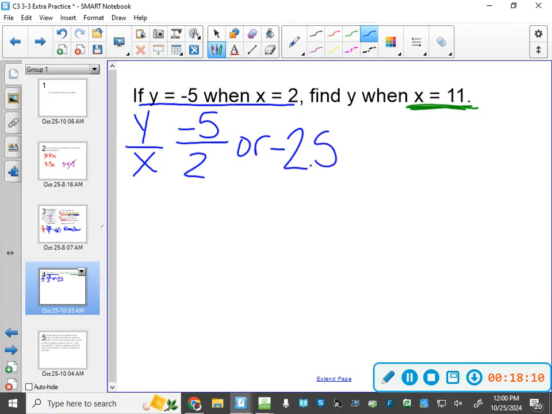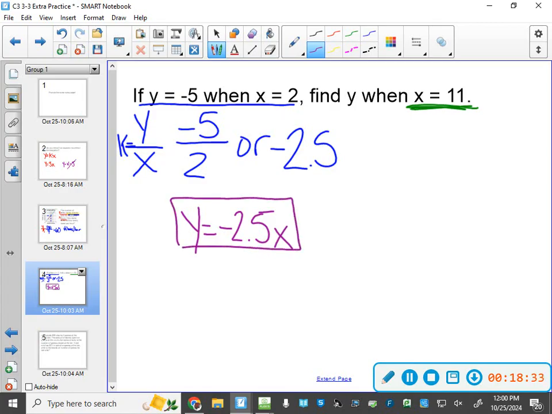-2.5. So remember, this is my k value. K is equal to y divided by x. So I know k is -5 over 2, or -2.5. So what is my equation? What is my equation for this direct variation? Very good. This would be my equation then. So you have to write your equation.